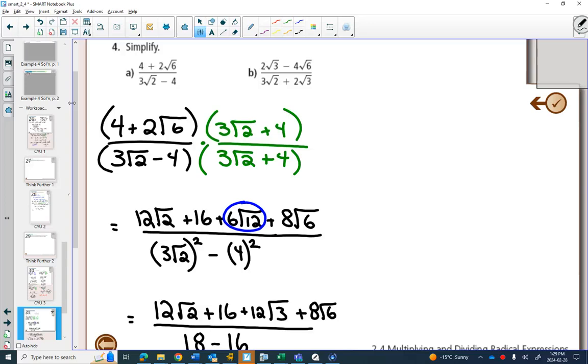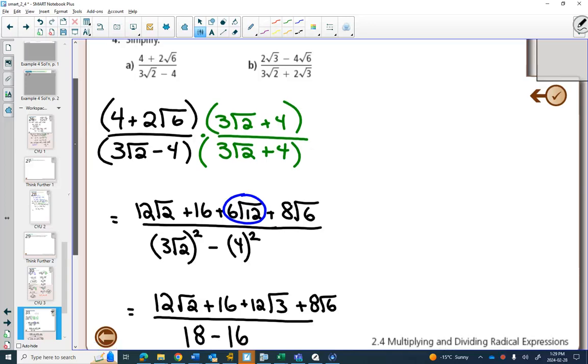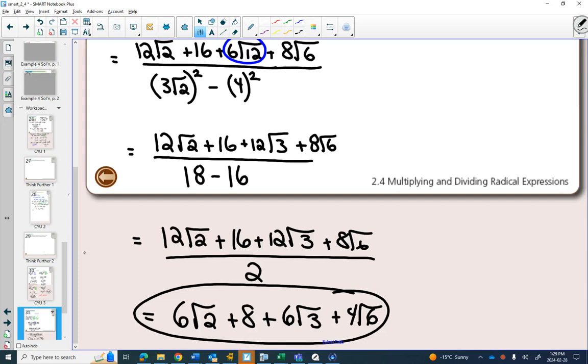Question? How did you get rid of the 18 minus 16? Yeah, how does that go to 2? What happens if you take 18 and you subtract 16? Oh, I love it, right?